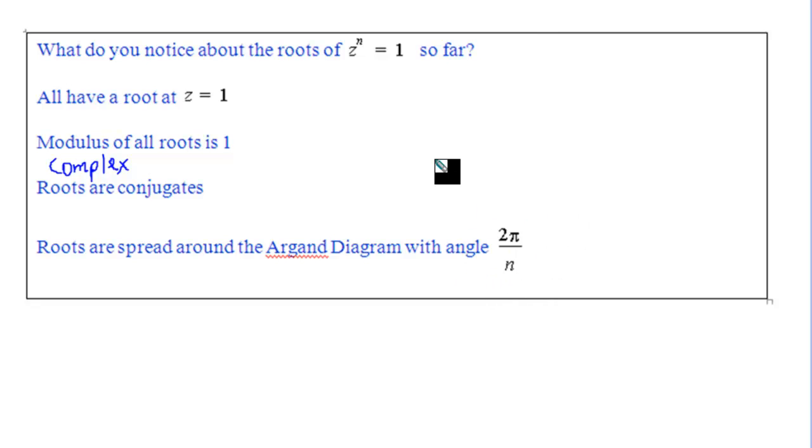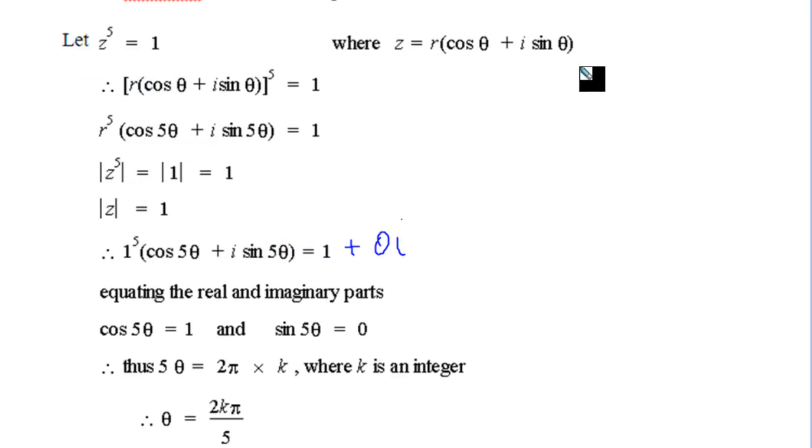So if you're not sure, go back and check. Squared and cubed and power of 4, but it's always 2 pi divided by n. And that's the geometric application of it. All the roots have a modulus of 1, but they're spread like that.